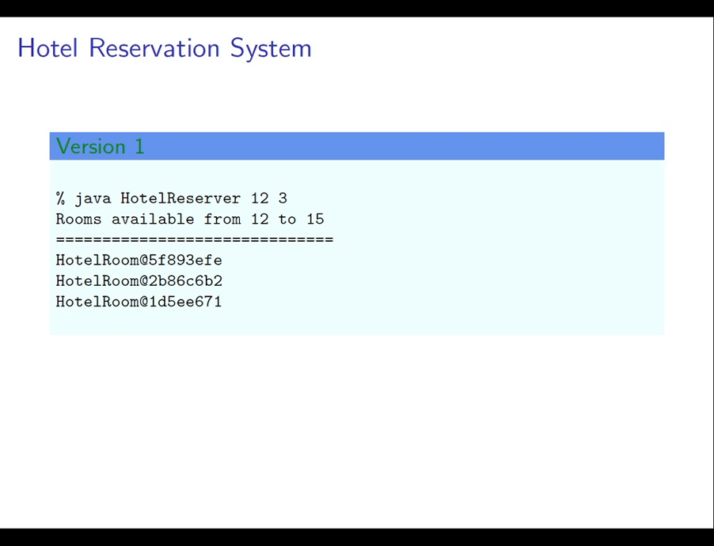Right. So this is the first thing that we might get as a result of our printing out of the hotel room array. That's not terribly informative. We would probably want to be able to do better than that gobbledygook.